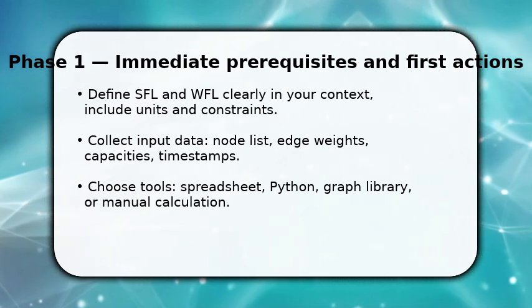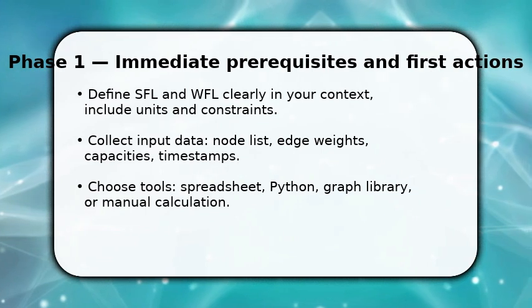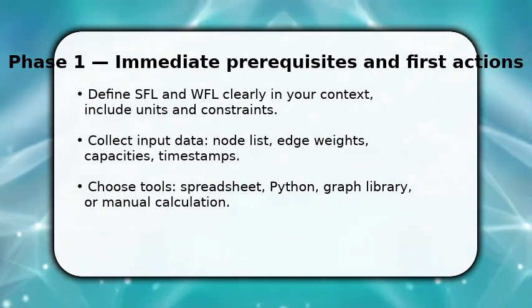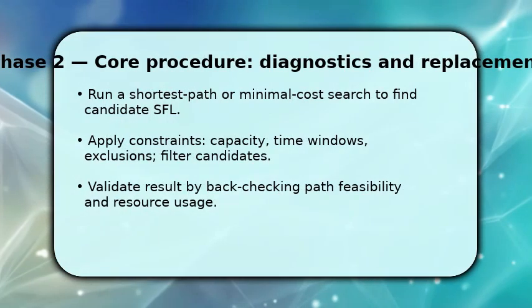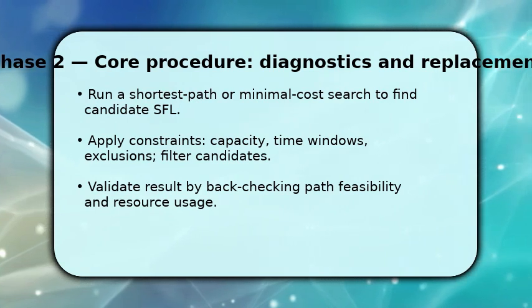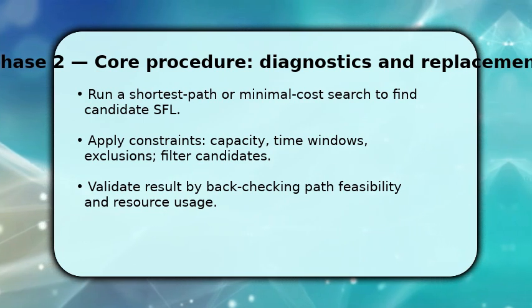Now you're ready to compute. You perform the core computation. Run a shortest path or minimal cost search to generate candidate SFLs, since SFL is the minimal feasible length under constraints. Once you have candidates, apply constraints explicitly: capacity, time windows, band nodes, and filter out infeasible ones.